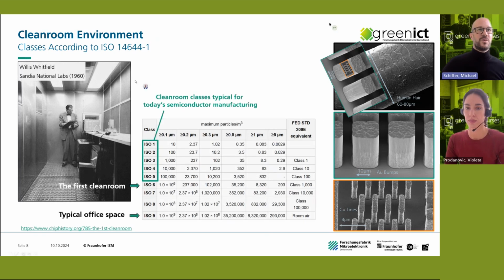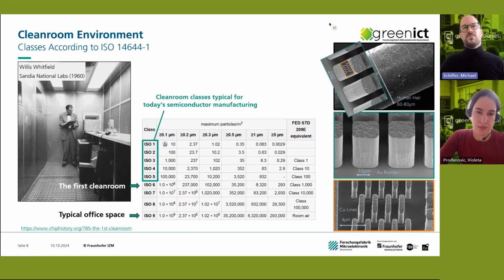Here are some old pictures of the first clean room at Sandia National Labs. As you can see, in the early days we went into the clean room with suits. A typical office space is around ISO 9. The first clean room was ISO 6, which corresponds to the old FED standard, around class 1000. Usually when we are on the wafer level or in the front end area, we are in the range of ISO 5 down to ISO 1 in some extreme areas.